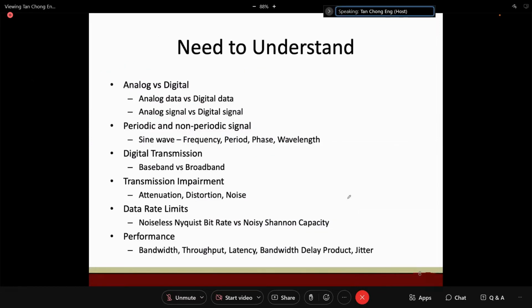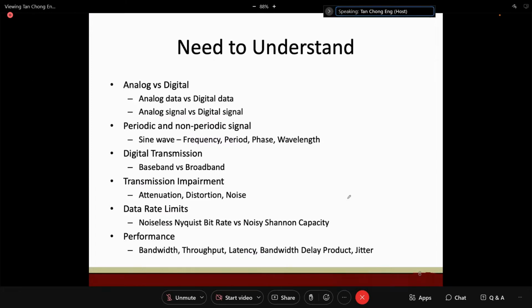Some of the things we need to understand in this learning unit are the difference between analog and digital: the difference between analog data and digital data, and the difference between analog signal and digital signal. Analog data is, for example, your voice. Your voice is analog data. Any noise generated by nature, non-computers, is in analog form. That's why we call those analog data.